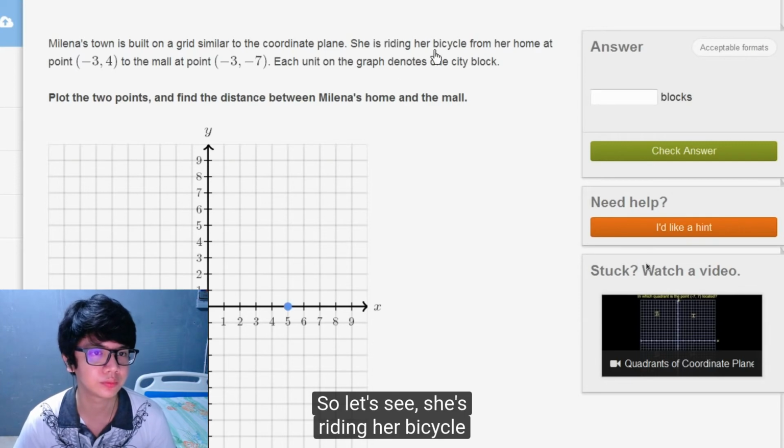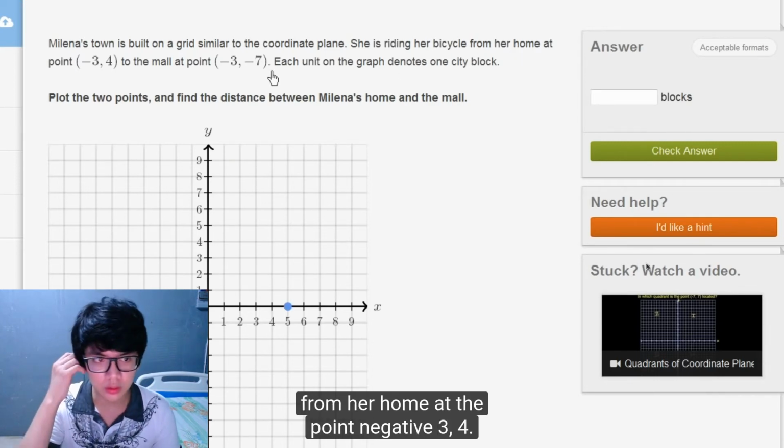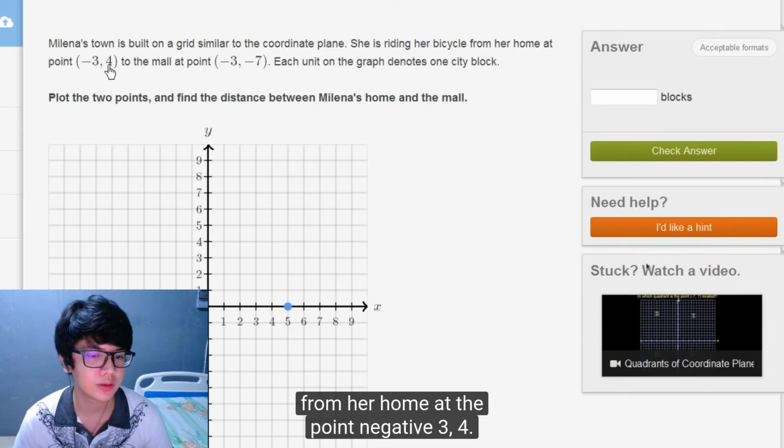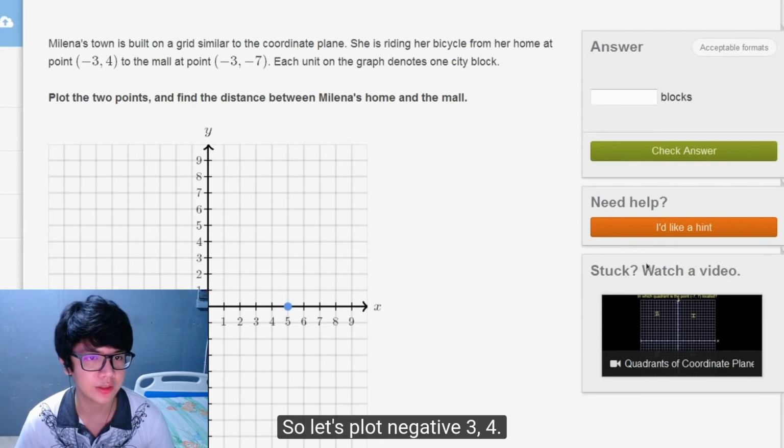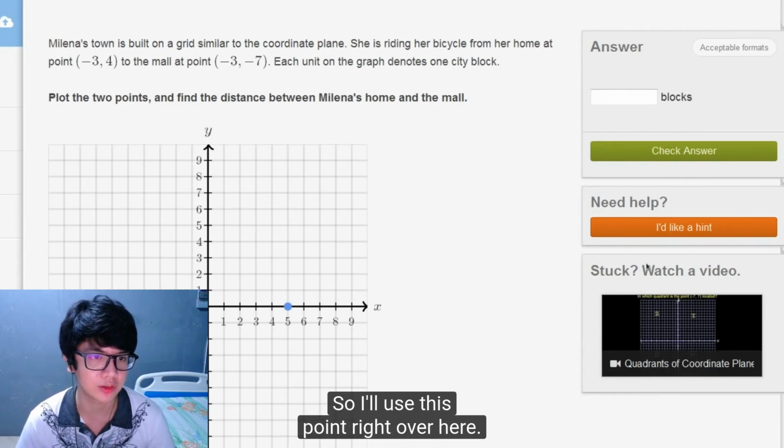So let's see, they tell us she's riding her bicycle from her home at the point -3, 4. So let's plot -3, 4. So now I'll use this point right over here. So -3 is our x coordinate.